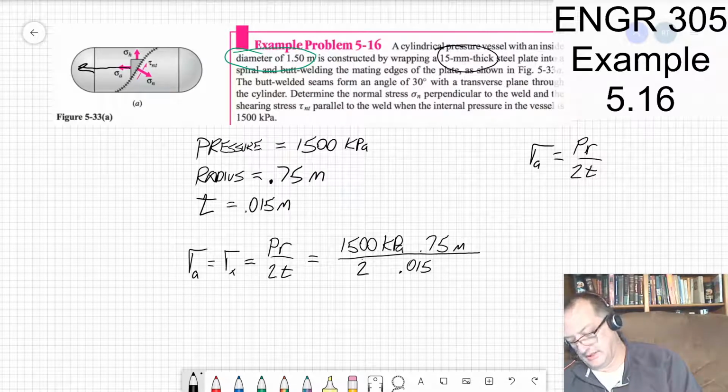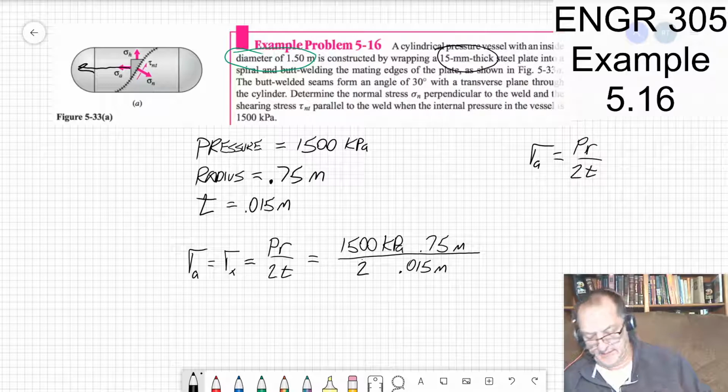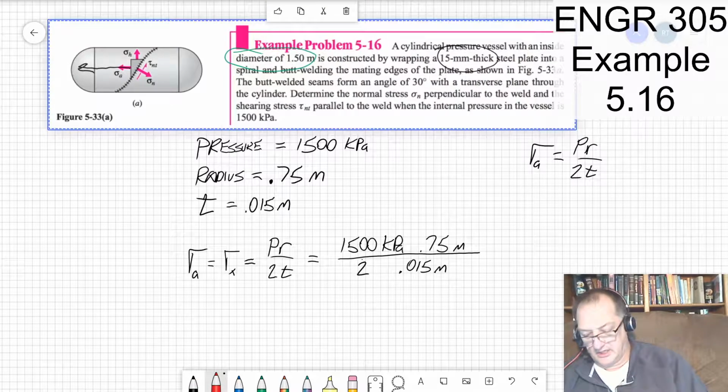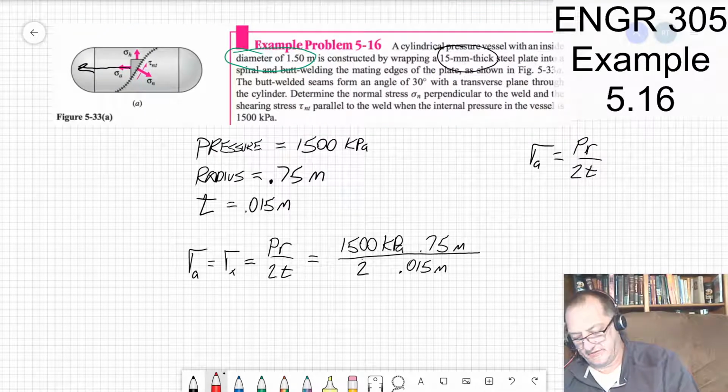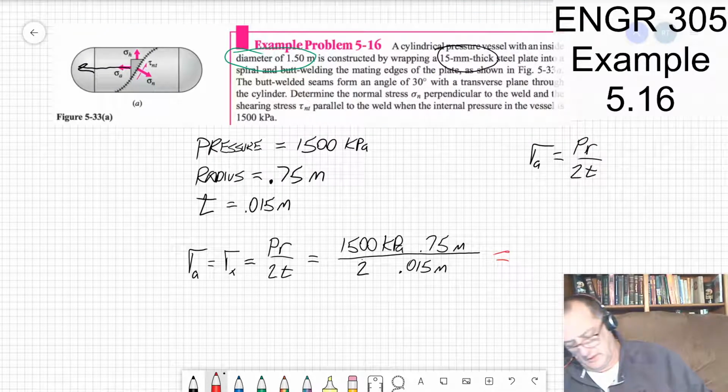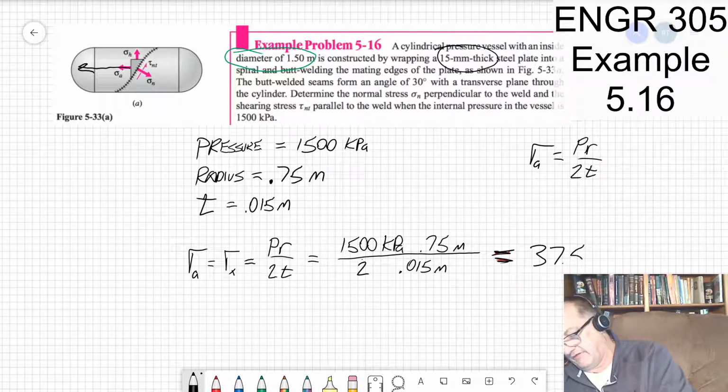Maybe I could have done 15e to the negative 3, but that doesn't matter. You can start seeing the 0.015 cancels with the 15 there, and the reason for doing that is because the kilopascals with an extra e to the 3 becomes megapascals, and so that would have been 1,000. And then you got 0.75 divided by 2. It all works out. This is 37.5 megapascals.